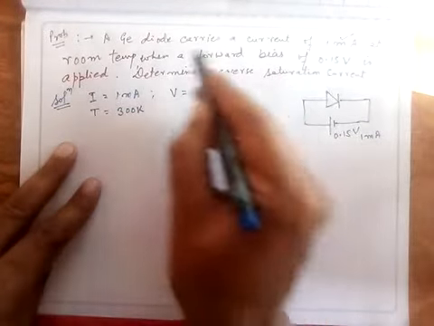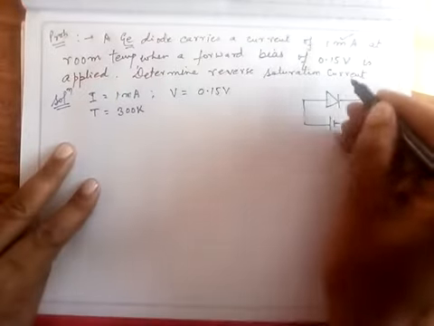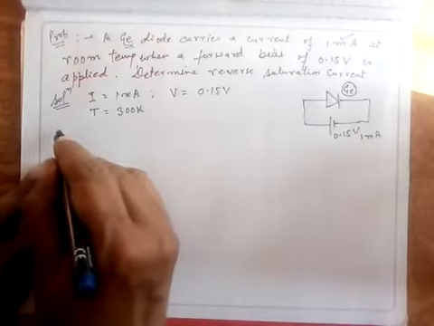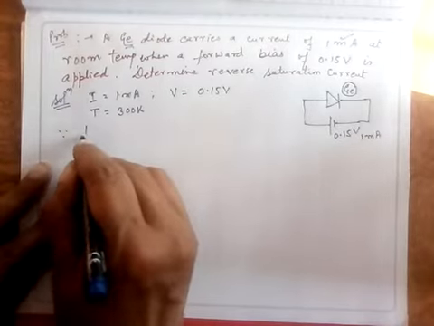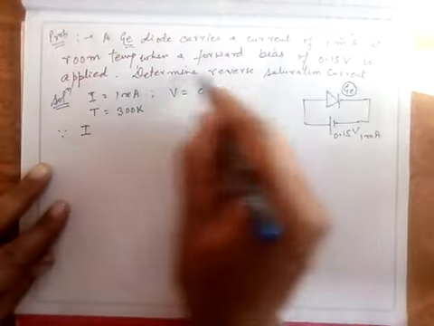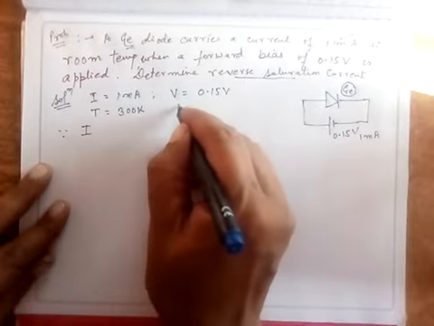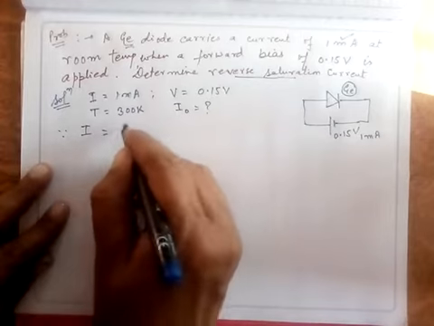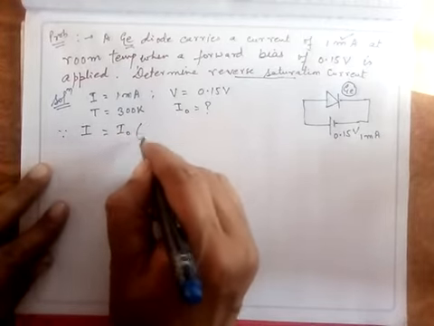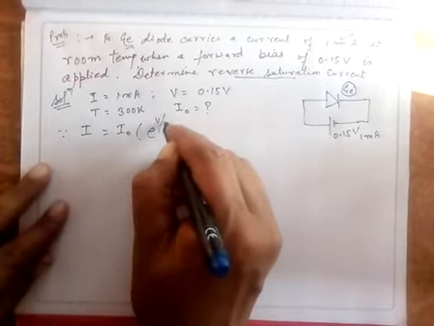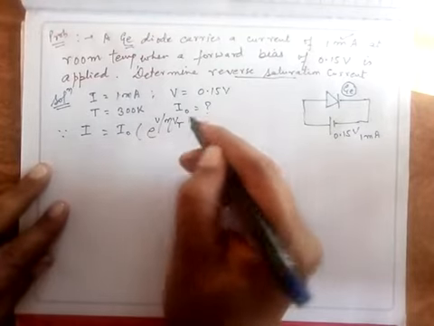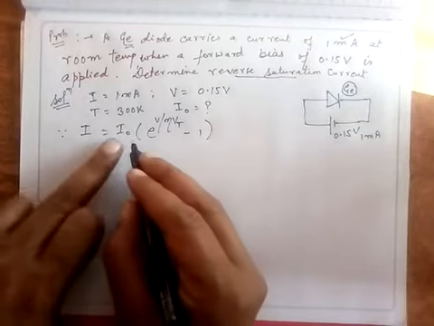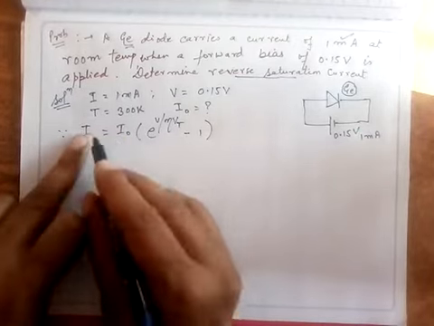So it is clear. And since it is a germanium diode, the material is germanium. Now I have a formula. Since I know the current flowing through this, and what is asked is to determine the reverse saturation current, that is I naught, I have to find it. Now as per the formula, I is equal to I naught into e to the power V upon eta Vt minus 1. I apply this, and I have to find the value of I naught. I naught will be equal to this factor.